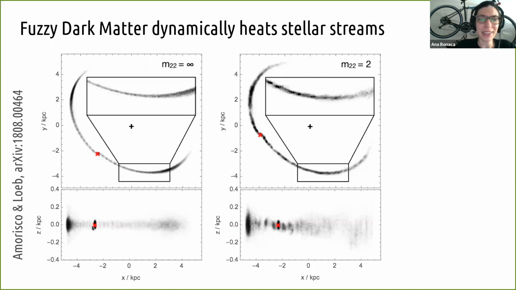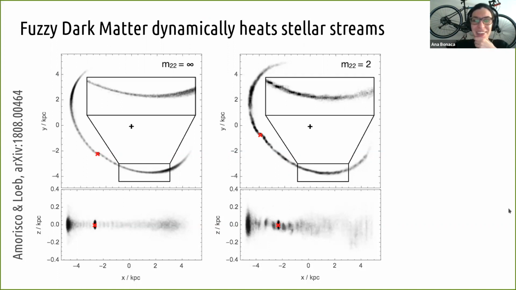epicycles. However, in the case where the fuzzy dark matter particle is less massive, something like 2 times 10 to the minus 22 electron volts, the stream becomes dynamically heated by all the quantum fluctuations that are happening on galactic scales, or kiloparsec scales, that the stream is encountering. And so this translates to this more heated looking vertical profile of a stellar stream.